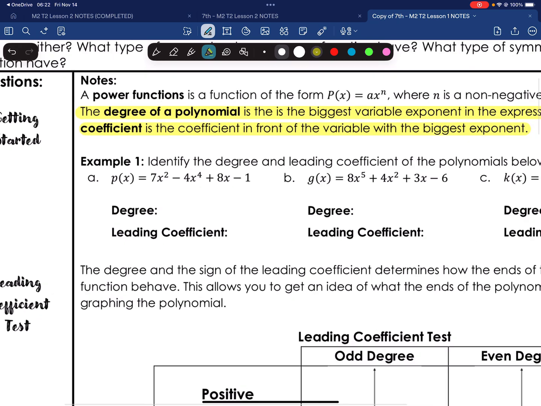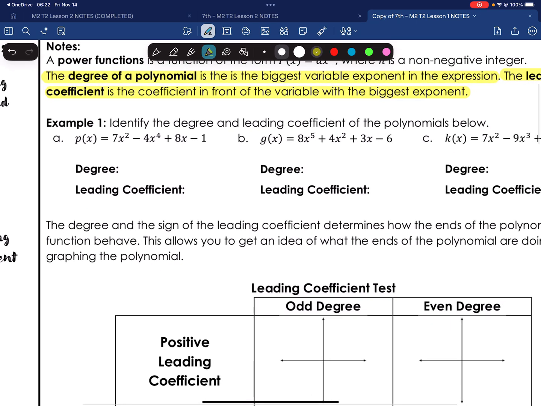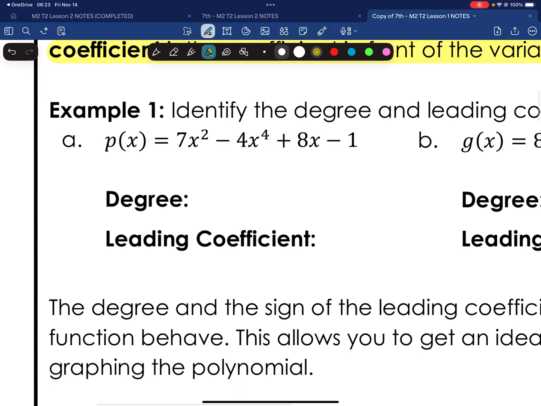So in this first example, it says identify the degree and the leading coefficient. So the degree is the biggest exponent. If we're looking at this, our biggest exponent is a 4. So this is a degree of 4. Then we look for the leading coefficient. That's the number in front of the variable with the biggest exponent, and that is -4.